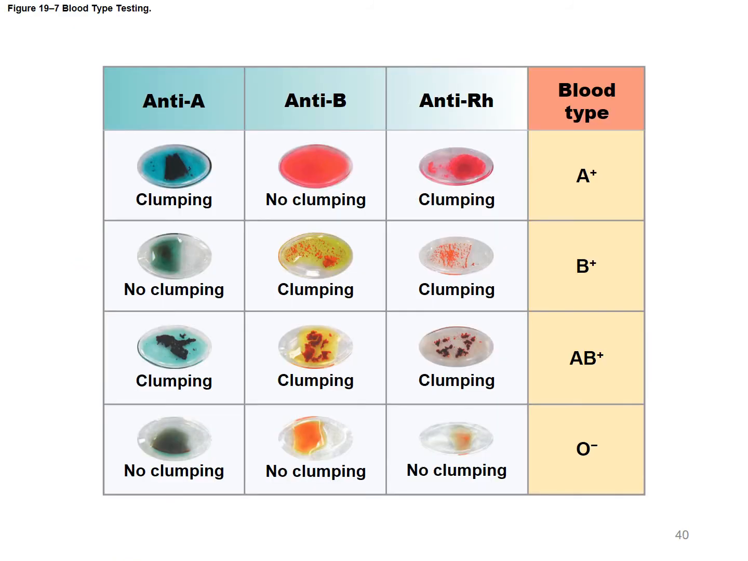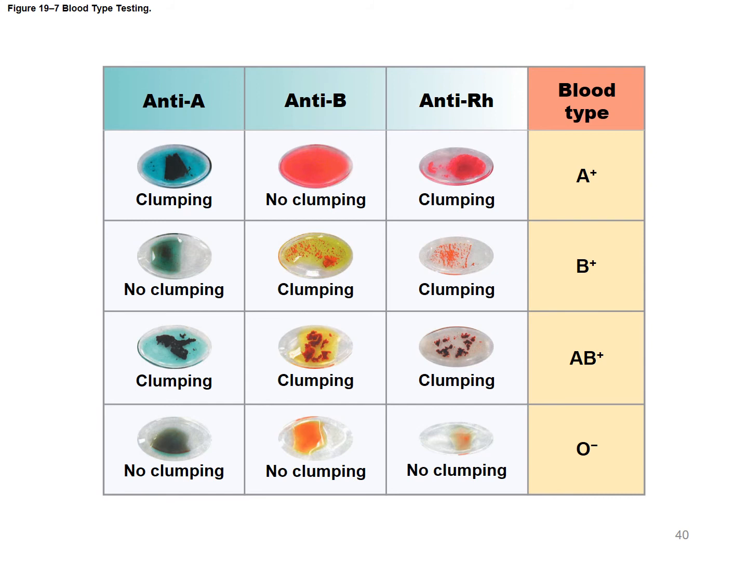So if we're going to evaluate and try to do some compatibility testing here, we're going to be looking to see what's going on whenever we have anti-A and anti-B put on different blood samples, and then of course anti-Rh as well. So on this picture, what you can see is the anti-A caused clumping. That means that there are A antigens on that red blood cell surface in that sample. So if anti-A comes against it and causes the clumping, we know it is A blood.